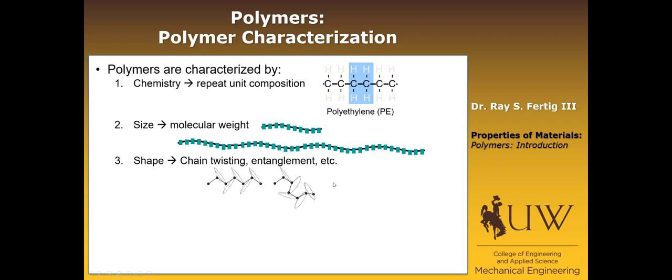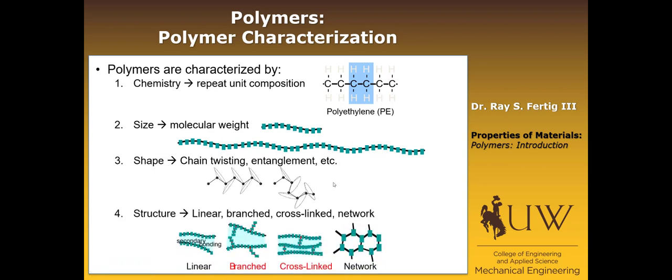And then the final characteristic that we want to talk about is called structure, and that's just whether a polymer is linear, which is shown here, just chains that lie beside each other, whether those chains are branched, kind of interacting with each other, with little side branches, whether they're cross-linked, where they're actually bonded, or whether they form a network, which I'm showing you in 2D, but it's really a 3D network of chains. So those are the four characteristics that we want to talk about, and that'll be the focus of our next lecture.